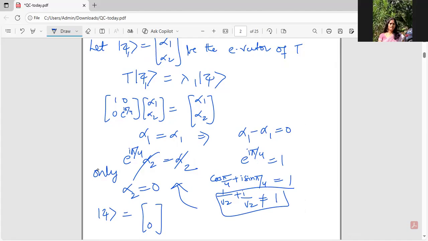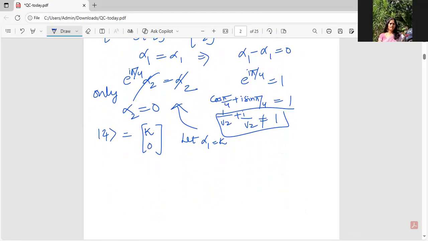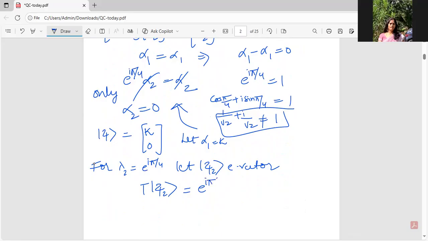So, I will take randomly, let alpha 1 is equal to some k. So, this would be k. That would be my eigenvector for lambda 1 is equal to 1. Now, for lambda 2 is equal to e power I pi by 4, let ket xi 2 be the eigenvector, guys. I'll consider like this. Then what happens? T ket xi 2 is equal to e power I pi by 4 ket xi 2.